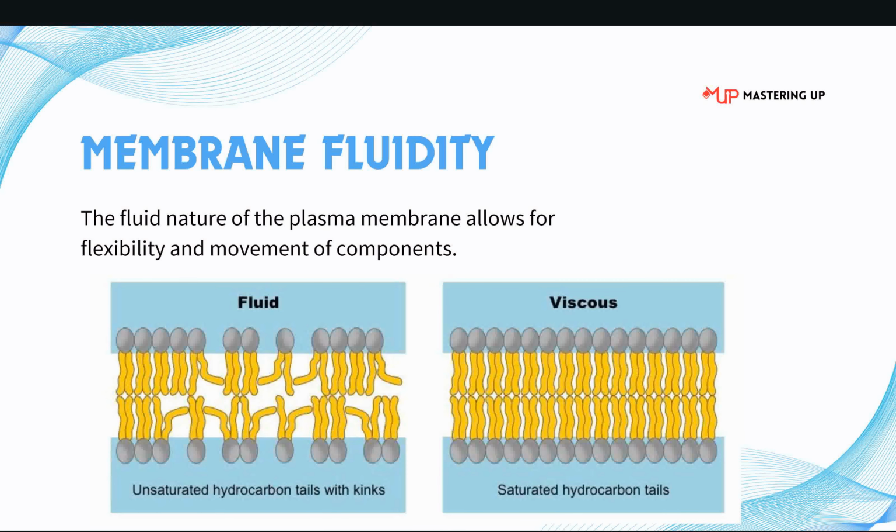One of the key features of the fluid mosaic model is the fluidity of the membrane. The lipid molecules and some proteins are able to move laterally within the layer, giving the membrane a flexible structure. This fluidity allows the cell to adapt to changing conditions, and it enables it to repair itself and facilitate the movement of materials.